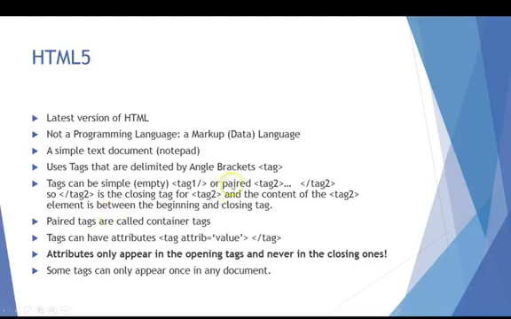And then again, the content will be between the beginning and closing or ending tag. Sometimes we call paired tags container tags because they can contain content. Tags can also have attributes, and the attributes are only going to be in the head tag, or of course in the case of a singleton, they'll be in the first tag. But you never have attributes in a closing tag.